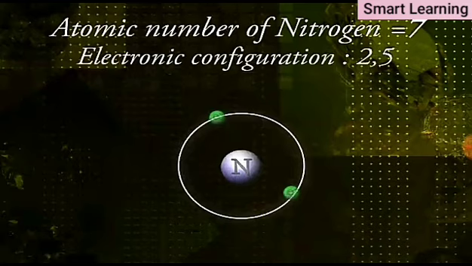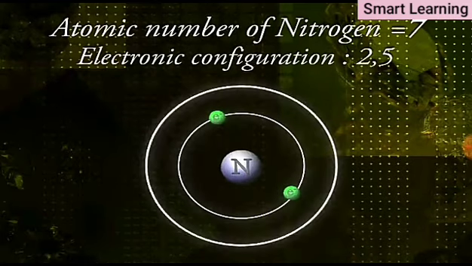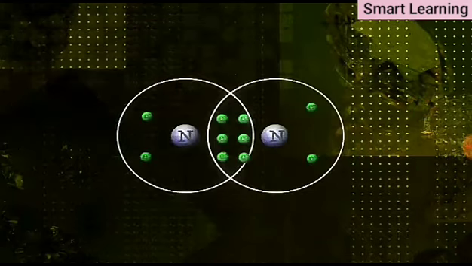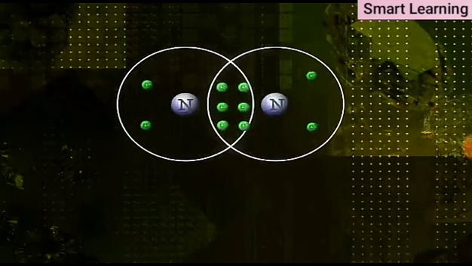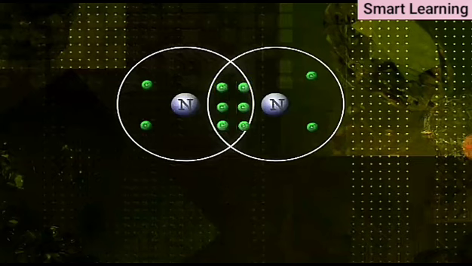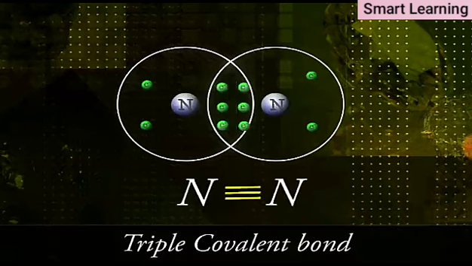Similarly, nitrogen has 5 valence electrons in its outermost shell. In order to attain an octet, each nitrogen atom in a molecule of nitrogen contributes 3 electrons, giving rise to 3 shared pairs of electrons, forming a triple covalent bond.